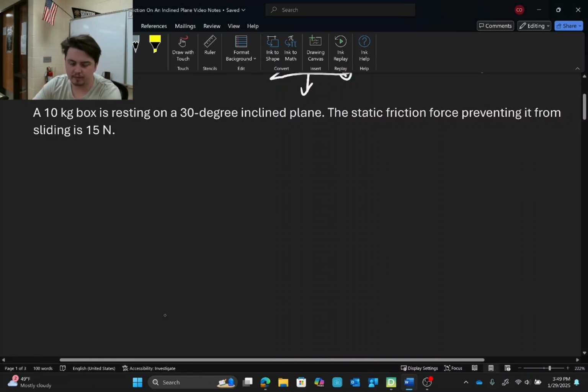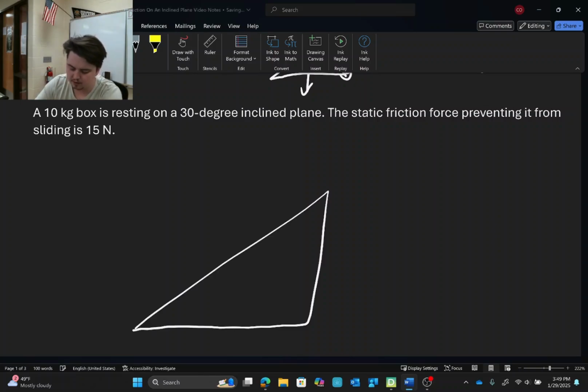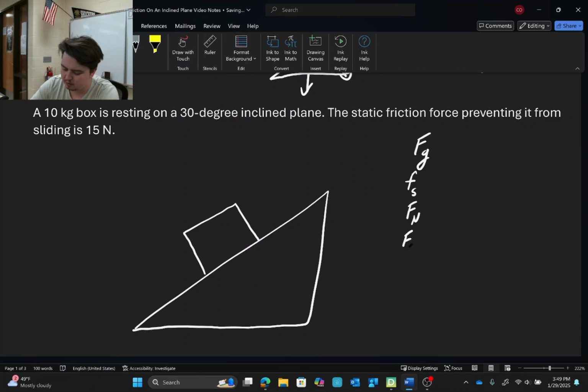So if you know me, you know I'm going to draw this out first. All right. I'm going to draw my box. And we are going to find the force of gravity. We're actually given the static friction, but I'm going to label it. And then we are going to find the normal force. And then we're also going to find our force applied. How should we denote this? We're going to do 2 lines for parallel. Oh, that looks like I'm just writing fall.